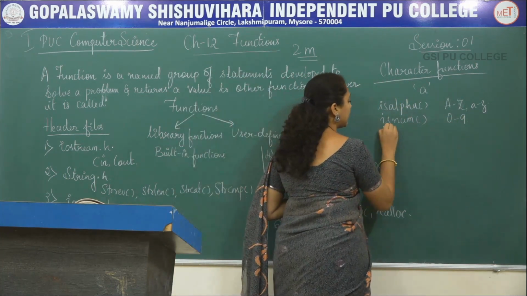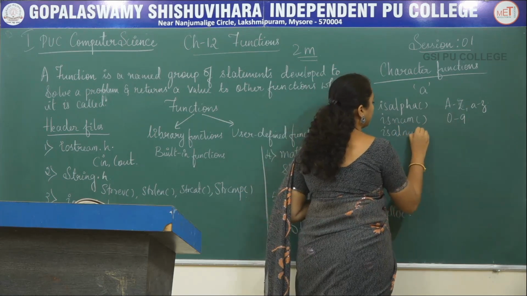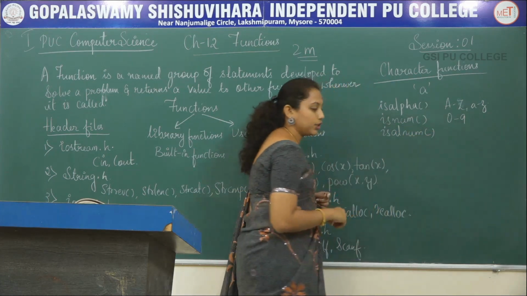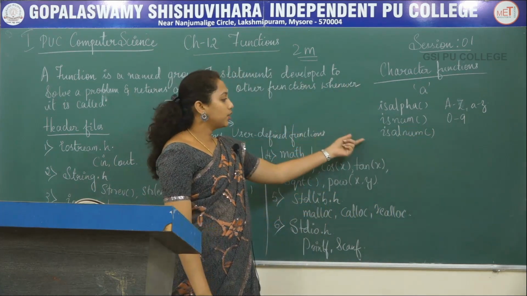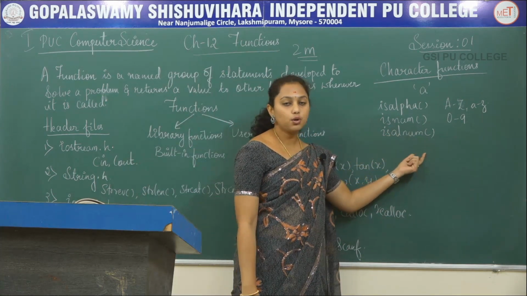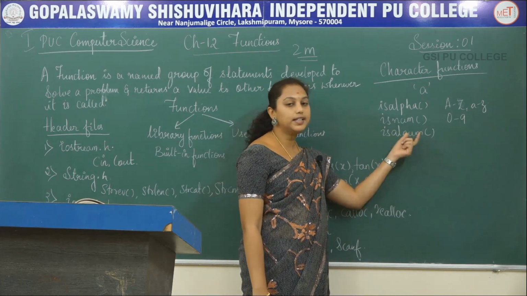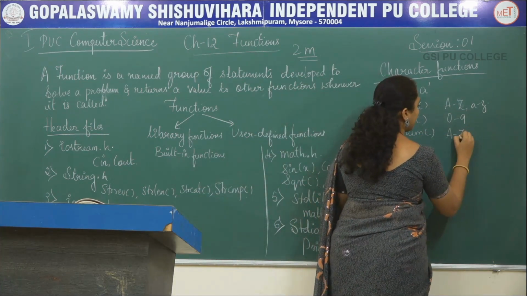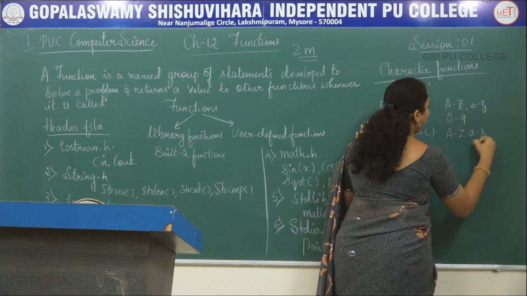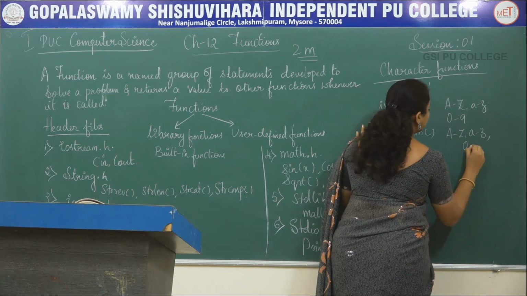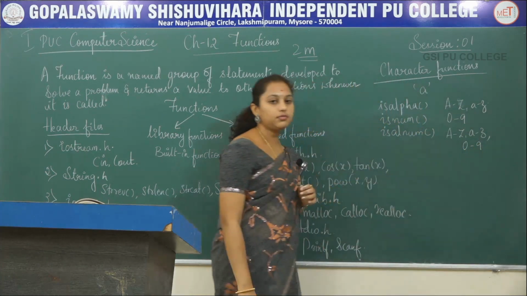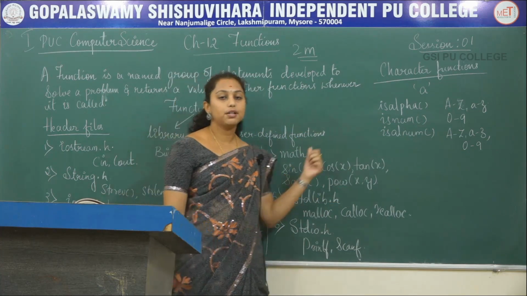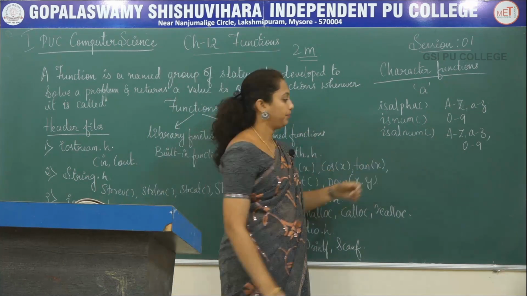Next is the isalnum function. Why do we use the isalnum function? This function returns a non-zero value when the entered character may be either an alphabet, that is uppercase or lowercase, or it may be a digit. It may be either an alphabet or a number.